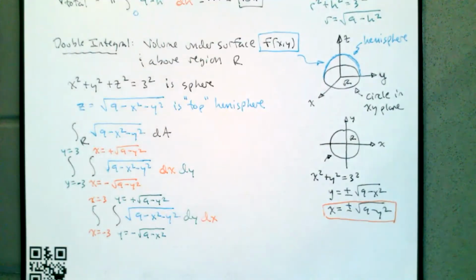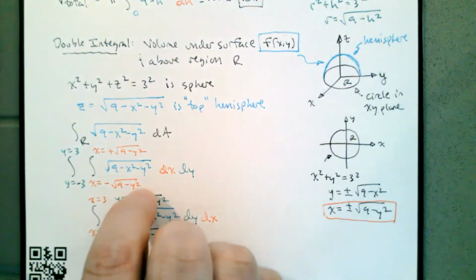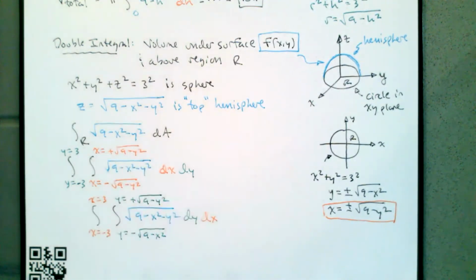Now, if we only wanted part of the hemisphere, if we only wanted the front half of the hemisphere where x's are positive, then we could instead integrate x from 0 to 3. Or we could integrate x from 0 to the positive square root of 9 minus y squared.